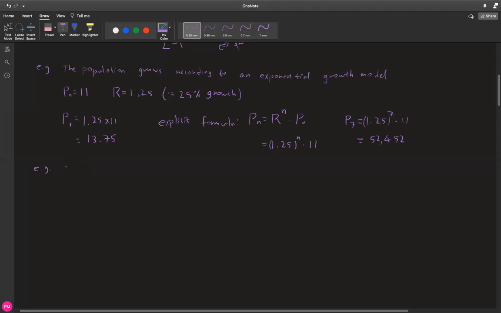So let's say you're given the recursive formula as P sub n equals 9 multiplied by P sub n minus 1. And you're also given that the initial population is actually 8.